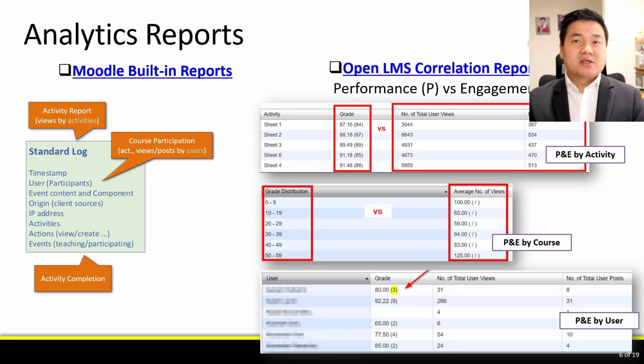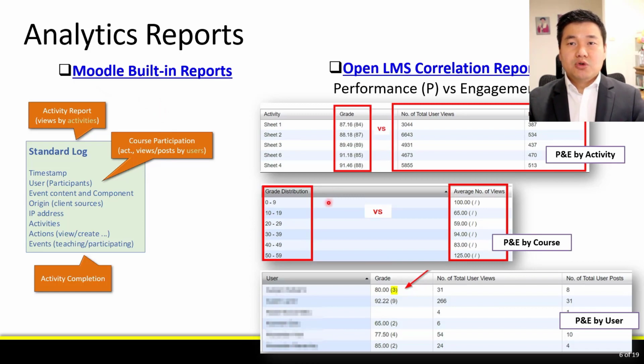Here we have some analytics reports available in Moodle LMS. They are all centered around the standard log. This logging system captures every move made by the students within the system. If you're not familiar with these reports, please refer to this link for more details.